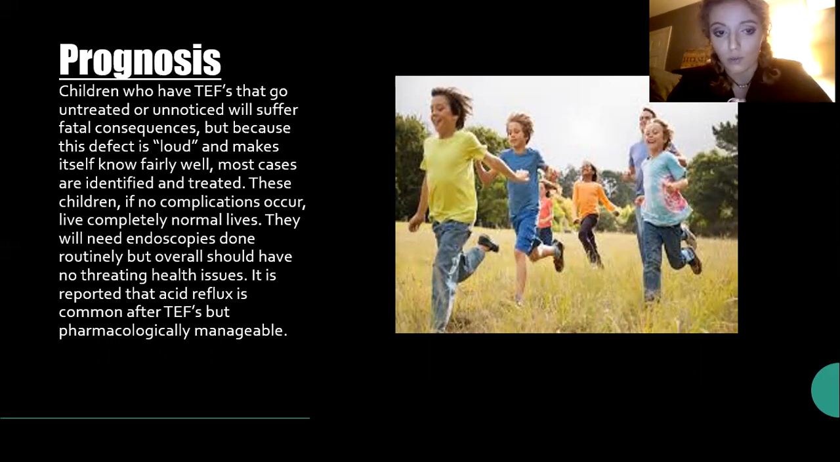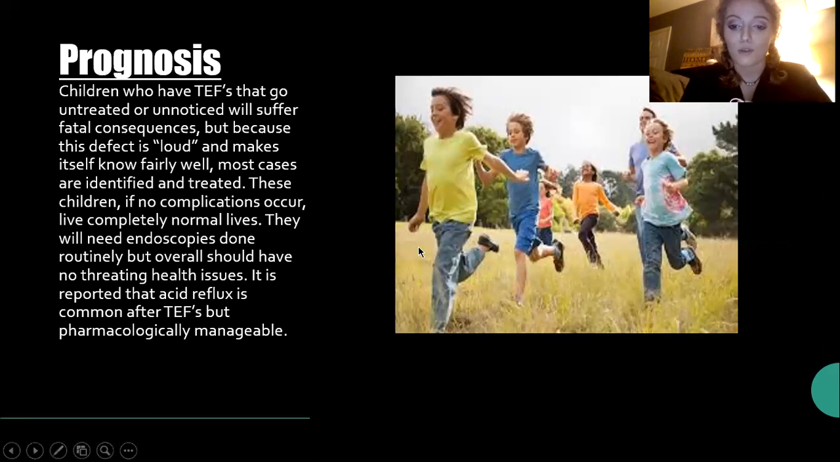And if they have the surgical procedure, the anastomosis, we don't have a set-in-stone rate of survival, but they estimate 100%. If they do have a comorbidity that goes along with this TEF or an EA, it's down to about 80 to 95%. So still, these kids are going to live complete, healthy, normal lives. Now, I did see that a lot of people reported acid reflux after TEFs, but those are pharmacologically manageable.